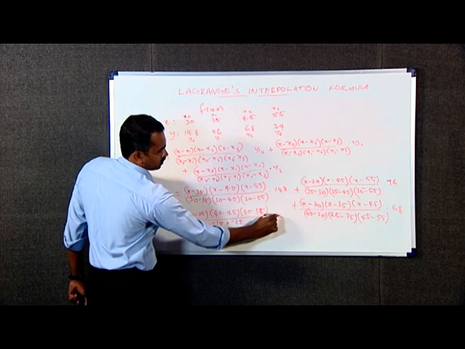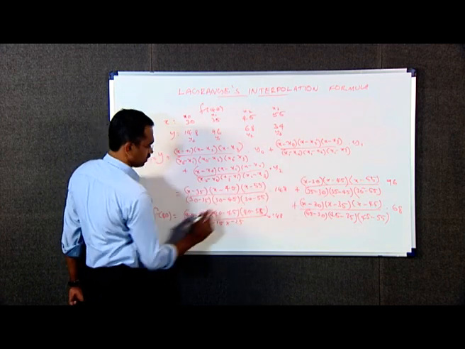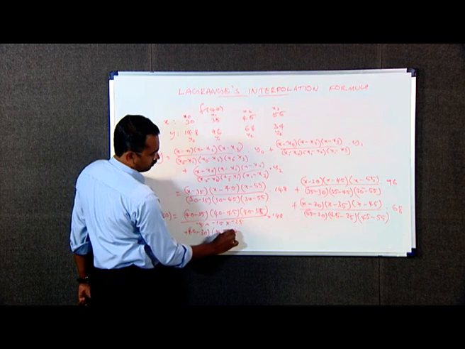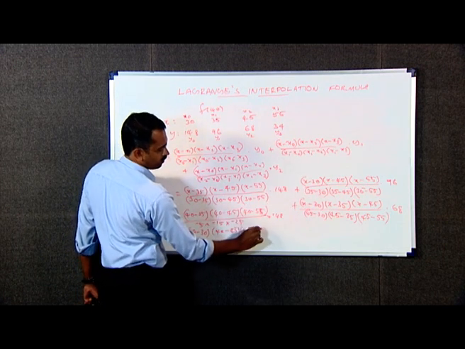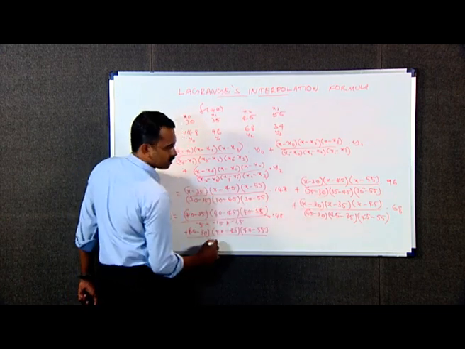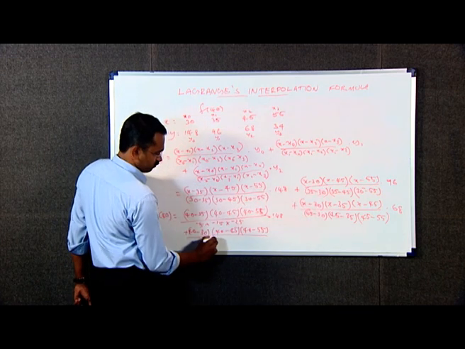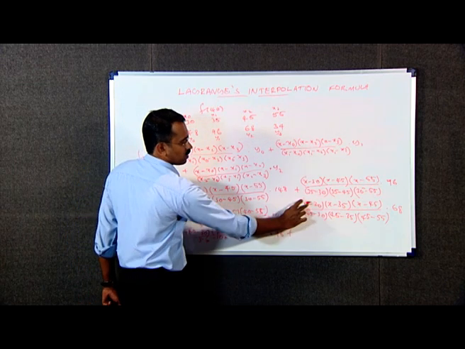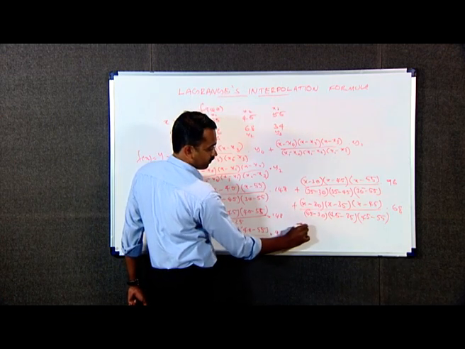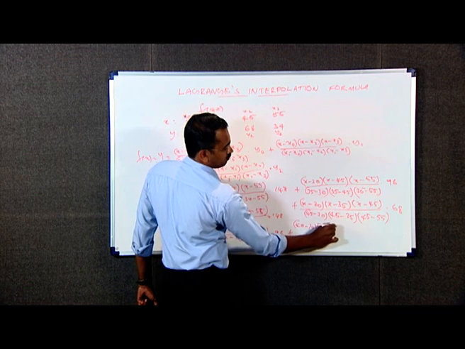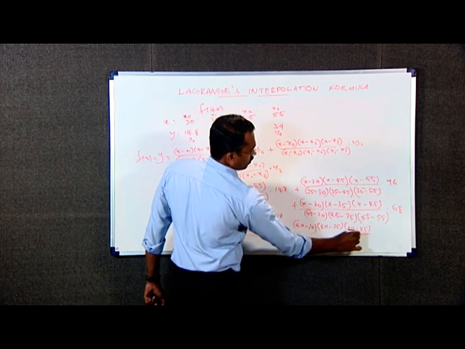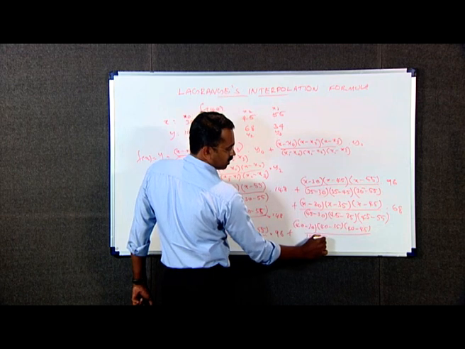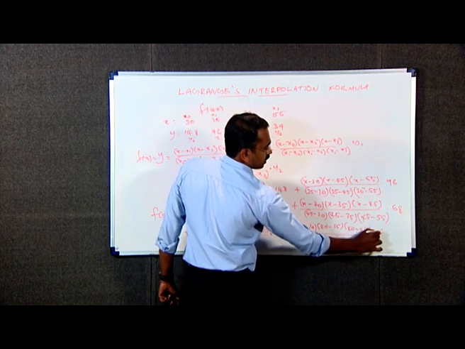plus into 148 plus the next term is (40 minus 30) into (40 minus 45) into (40 minus 55) divided by here (35 minus 30 is 5) into (35 minus 45 is minus 10) into (35 minus 55 is minus 20) into 96 plus this term is (40 minus 30) into (40 minus 35) into (40 minus 45) divided by (45 minus 30 is 15) into (45 minus 35 is 10) into (this is minus 10) into 68.